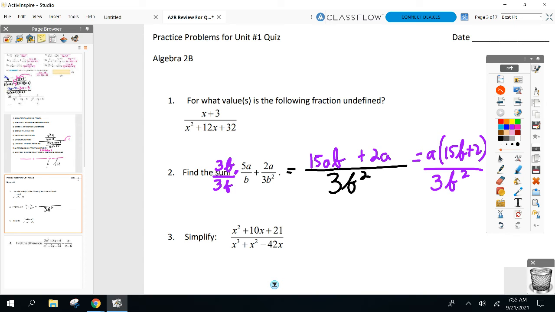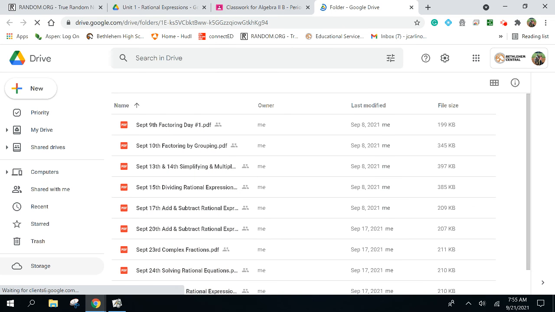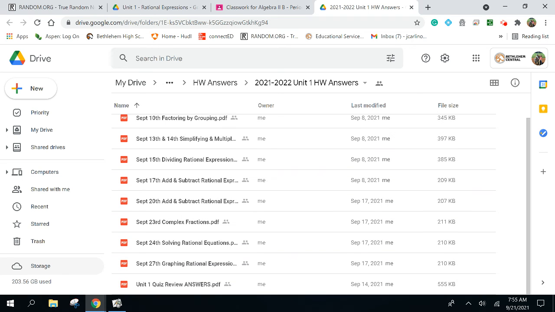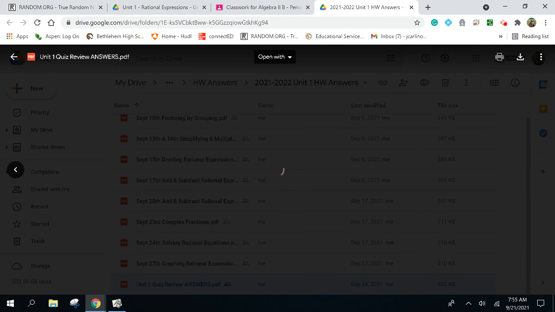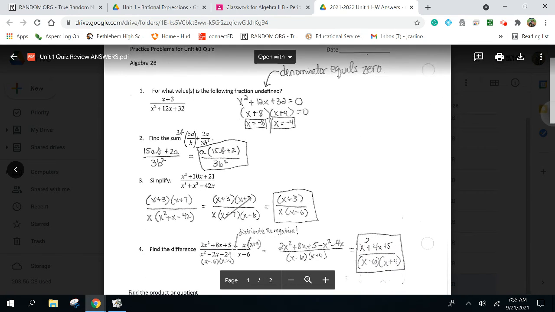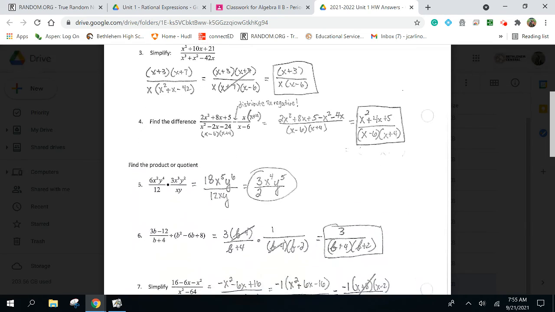Okay, guys, I am going to let you go on your own. Get your Chromebooks out so you can open up Google Classroom. I want you to look at the answers as you're doing them. You'll see it's at the bottom of the homework answers. It says Unit 1 Quiz Review Answers. I even did out all the work and everything else. All the work is done out for you. So I don't know what else I could have given you here.